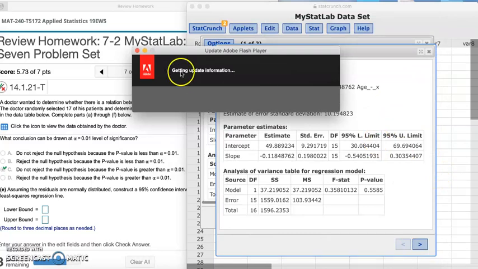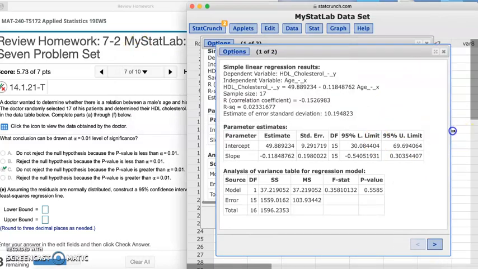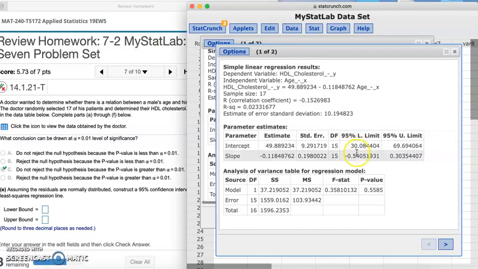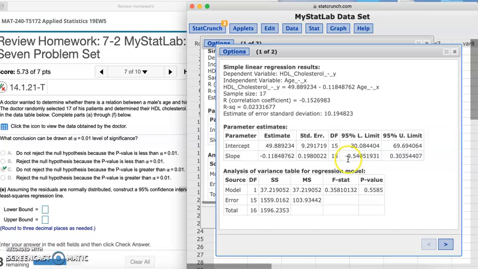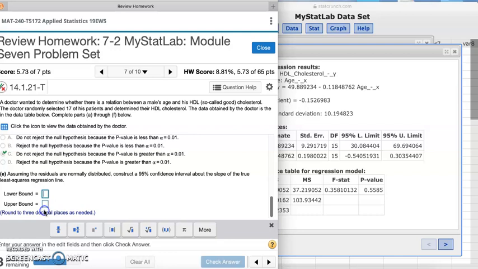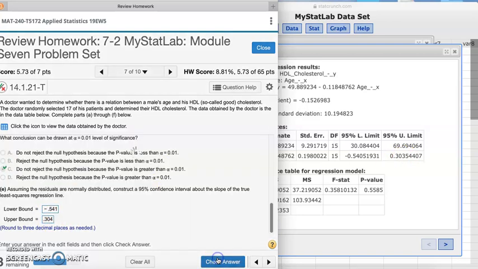Now, we see a couple of upper and lower limits, right? Not just one. Well, we wanted to find our confidence interval about the slope. So we're going to go over here to slope and see these are our upper and lower limits, those smaller numbers there. So our lower bound, rounding to 3 decimal places, is negative 0.541 from right here. And then our upper limit's going to be right here, 0.304, once we round that. 0.304. All right, check answer.